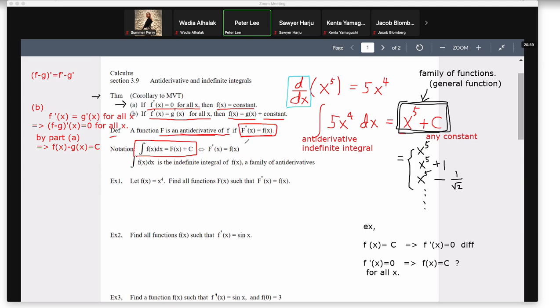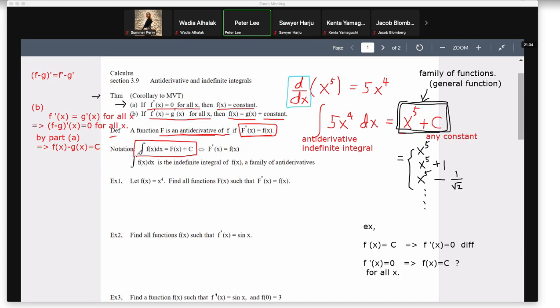Again, capital F is the antiderivative of small f. That means the derivative of capital F is small f. The antiderivative of small f is capital F. So again, antiderivative simply means it is the reverse of the derivative.